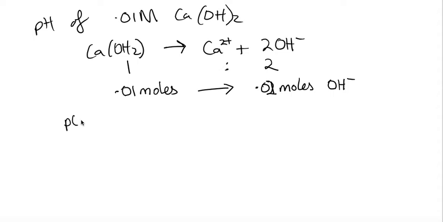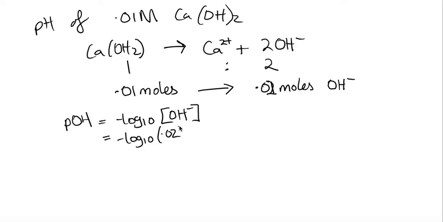Now, that 0.02 moles of the OH minus then just needs to be plugged into the formula for the pOH. So pOH is equal to the negative log to the base 10 of the OH minus ion concentration, which in this case means the negative log to the base 10 of 0.02, which works out to be 1.7.